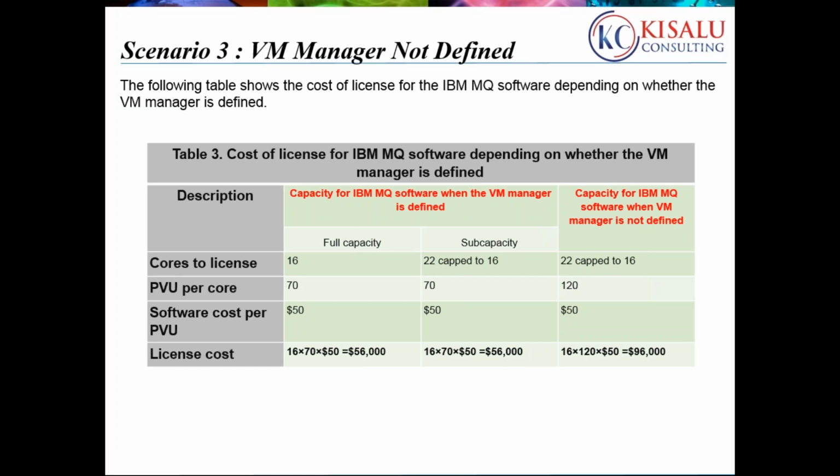So here the VM technology is not defined, and it gives it a higher rating for the PVU. So you will still have your 16, but the price per PVU will increase because the performance rating is higher, and you will now pay 96,000 US dollars because your VM managed machine is not defined.